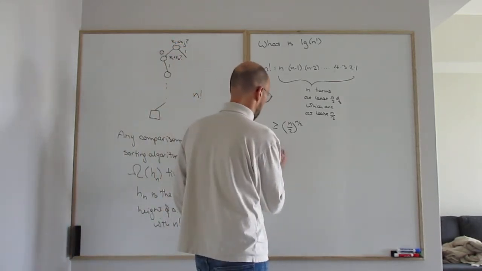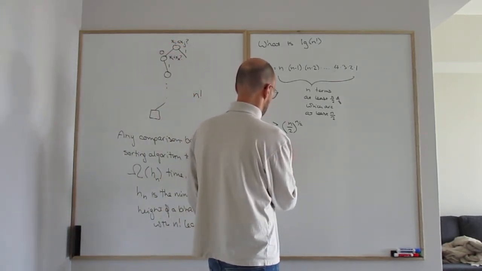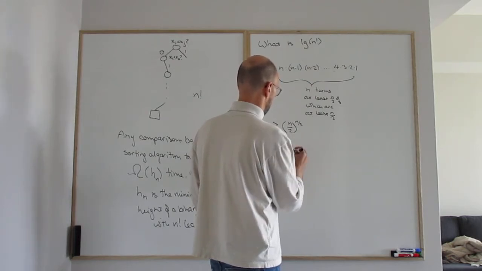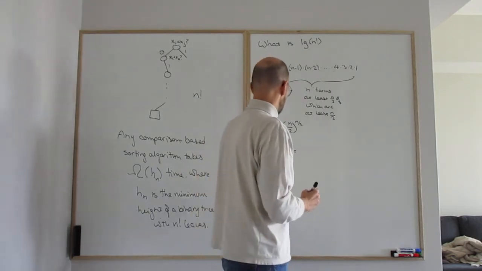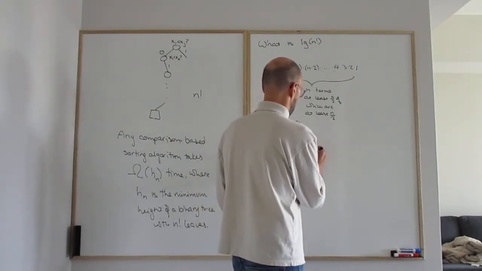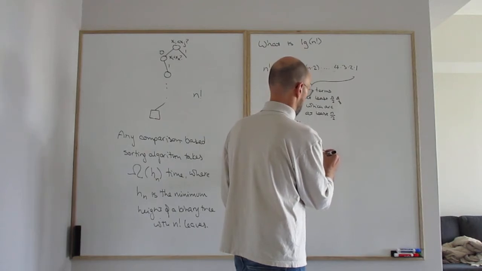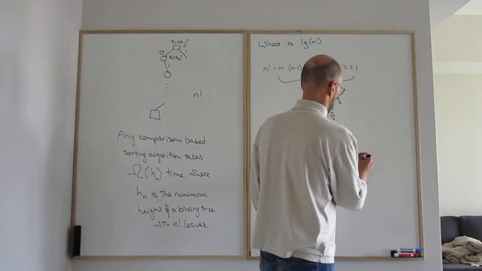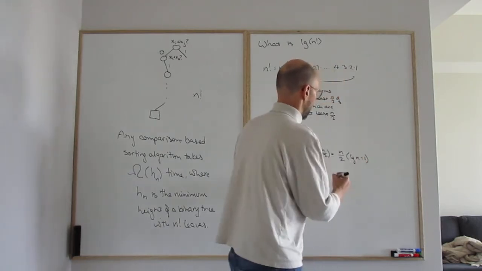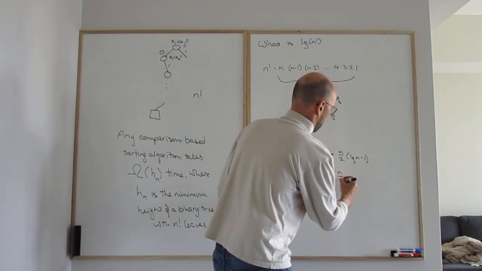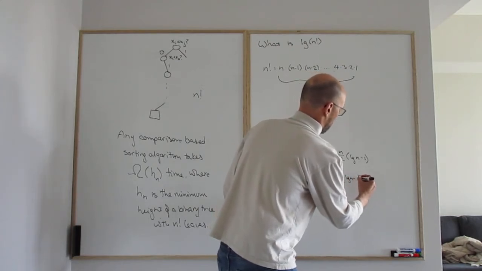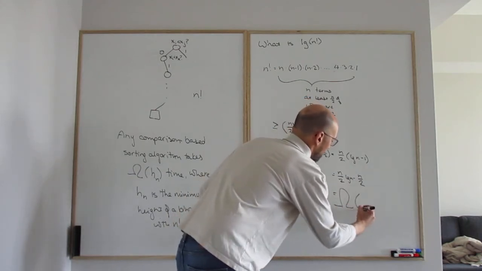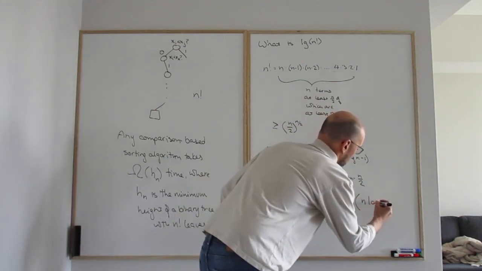So log of n over 2 to the n over 2 is n over 2 log n over 2, which equals n over 2 times log n minus 1, which is n over 2 log n minus n over 2, which is big omega of n log n.